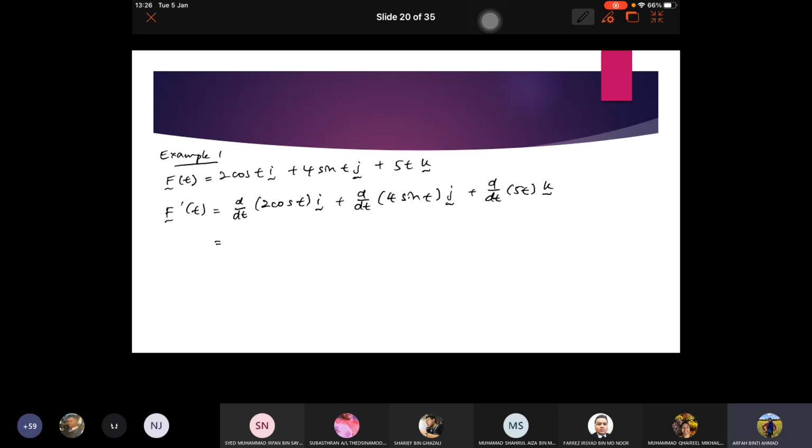Hey, budak-budak ni mana dah pergi, semayang jemaah ke? Senyap je. Oi, bezakan 2 cos dapat apa?